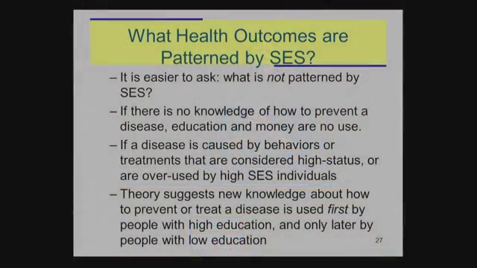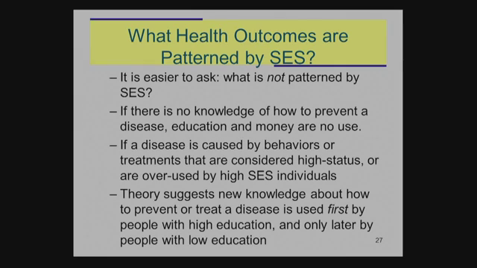In some cases, diseases are caused by behaviors or treatments that are considered high status and are therefore overused by high SES individuals. And smoking is an example where there is a time period where the social class gradient in smoking reversed as we came to understand how aversive it was, how toxic it was. Essentially, theory suggests that new knowledge about how to prevent or treat a disease is used first by people with high education and only later by people with low education.